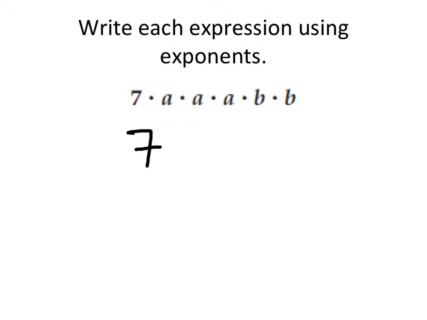I notice that my A repeats, so that's my base, and it repeats 3 times. Then I see another base, B, so I'll write that down, and that repeats twice. So what we have here is that we've taken the expression and used exponents. We have 7 times a cubed times b squared. And remember, when we have variables next to each other and numbers next to variables, that means to multiply.